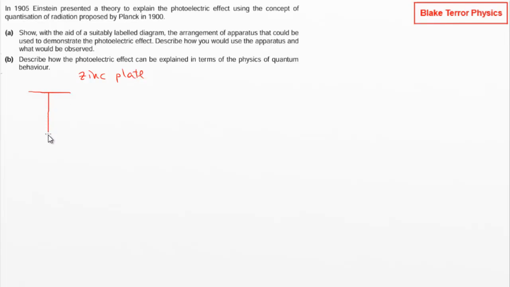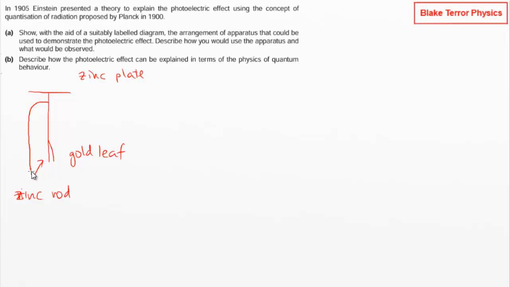Then we've got this metal zinc going down here. Then we've got our gold leaf. So we can have the gold leaf hanging down. So we've got to label all of these sort of things. So we've got the gold leaf. We've got a metal rod, well, zinc rod.